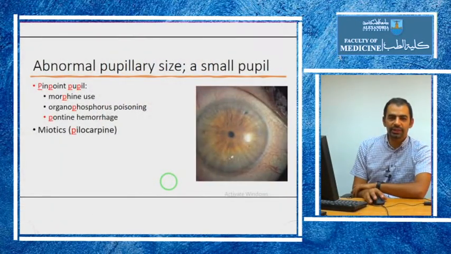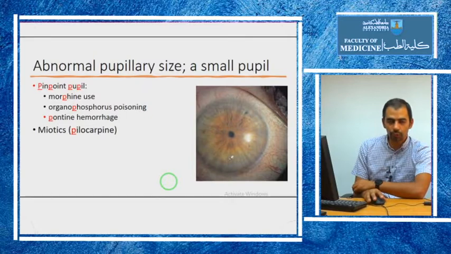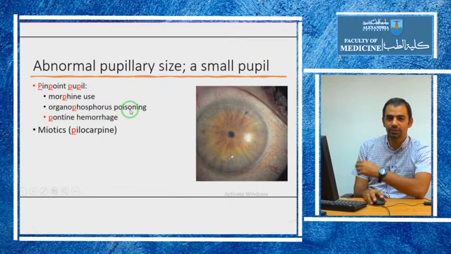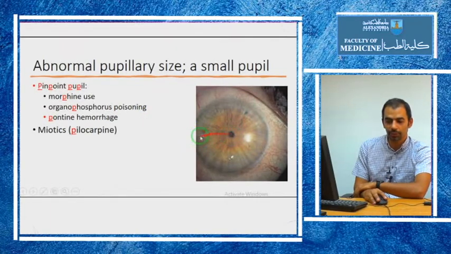One of the abnormalities that we may see in the pupil is abnormal pupil size. So the pupils can be abnormally small. A good mnemonic to remember is that pinpoint pupils can occur due to morphine use and organophosphorus poisoning. You know, organophosphorus is a pesticide that is used in agriculture. When there is poisoning with this organophosphorus, one of the signs is pinpoint pupil. And in pontine hemorrhage, patients with brainstem hemorrhage in the pons.